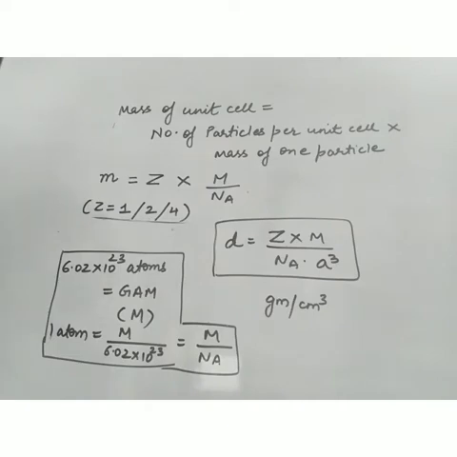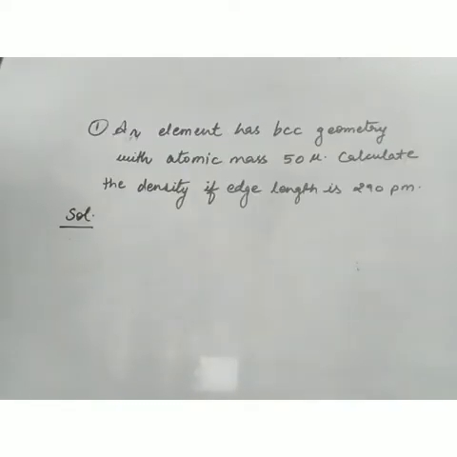Now there is one numerical problem related to this formula, and that is: an element has BCC geometry with atomic mass 50 u. Calculate the density if the edge length is 290 picometer. Now let's see how to find out.